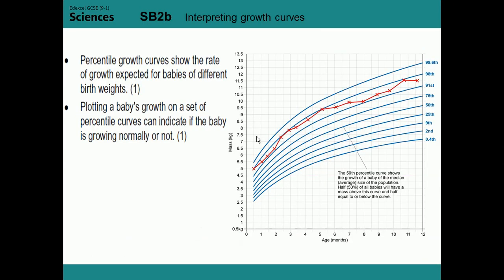A percentile growth curve shows the rate of growth expected for babies of different weights. A baby's growth is plotted on a set of percentile curves, and that could indicate if the baby is growing normally or not.